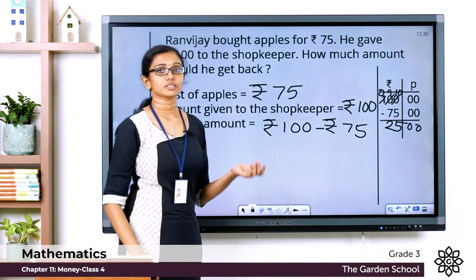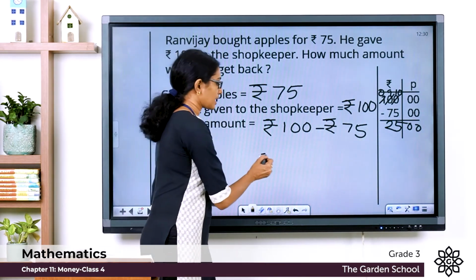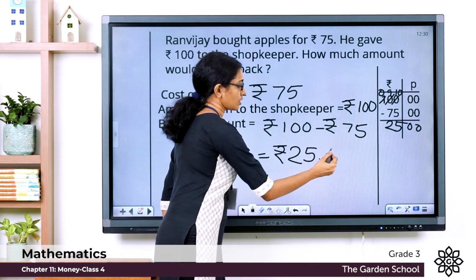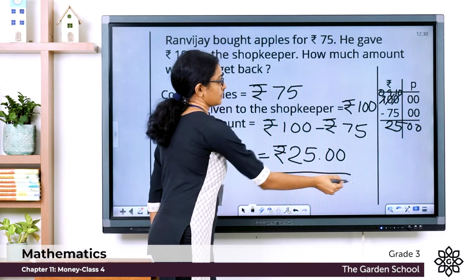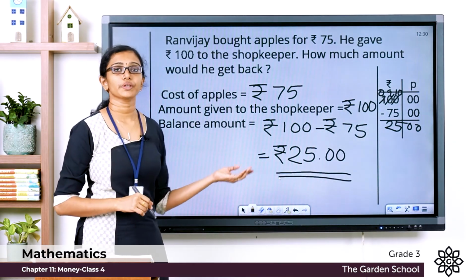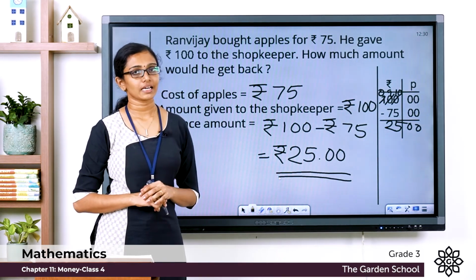So what is the difference? What is the balance amount he should get? He should get a balance amount of rupees 25. So Ran Vijay would get a balance of rupees 25 from the shopkeeper. I hope you got your answer correct.